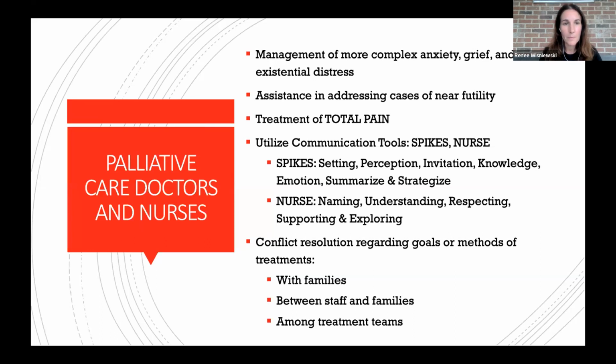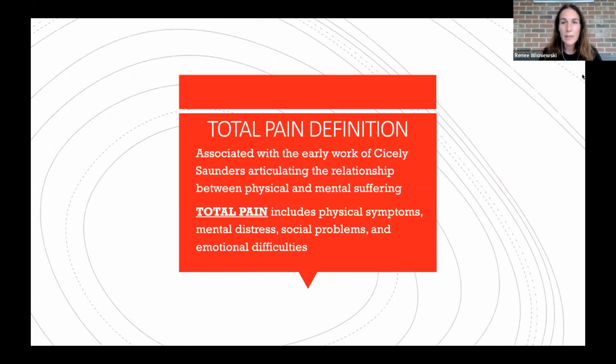treatment teams. So total pain has actually come to the forefront of especially palliative care over the past 20 years. I'd say it's associated with the early work of Cicely Saunders. She began publishing back in the 1950s, and she started articulating the relationship between physical and mental suffering. And so total pain has been mentioned to include physical symptoms, mental distress, social problems, and emotional difficulties.